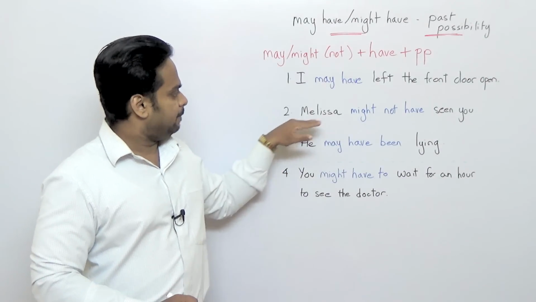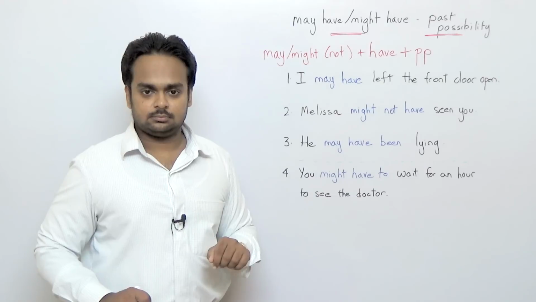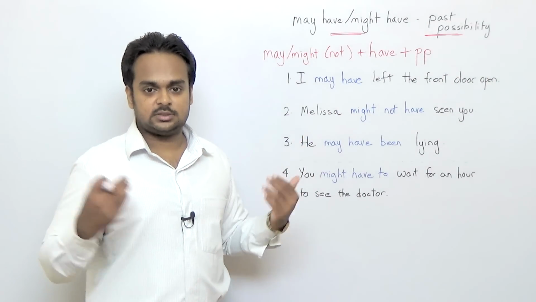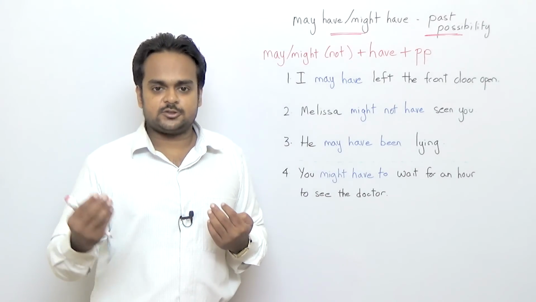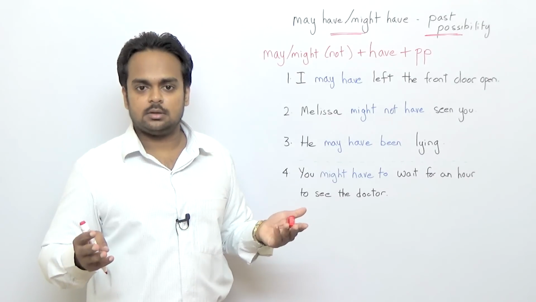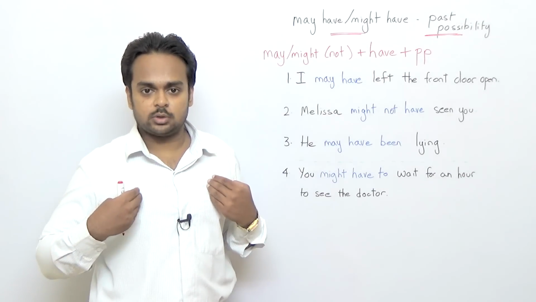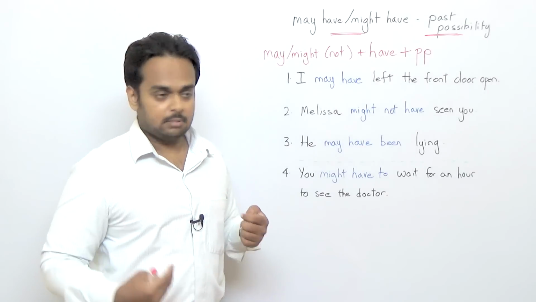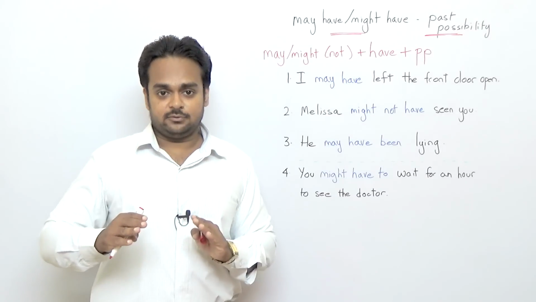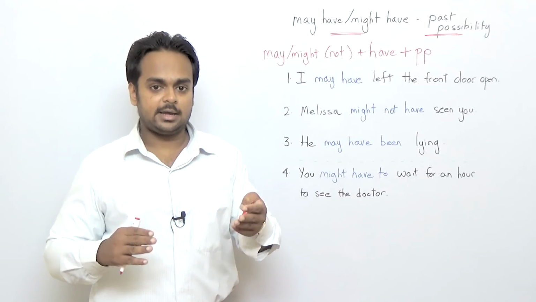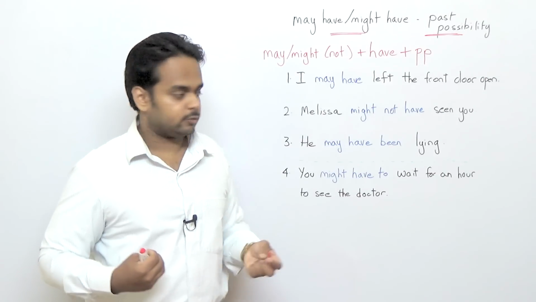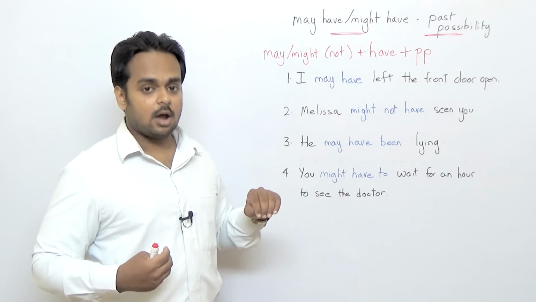Number two, Melissa might not have seen you. I would say this to a friend, like if a friend says to me, hey, Melissa just walked past me, didn't even say hi. She just completely ignored me. What's the problem? Is she angry with me or something? And I might tell my friend, Melissa might not have seen you, meaning if she had seen you, she would have said hi, but I'm guessing that Melissa did not see this friend. So Melissa might not have seen you.